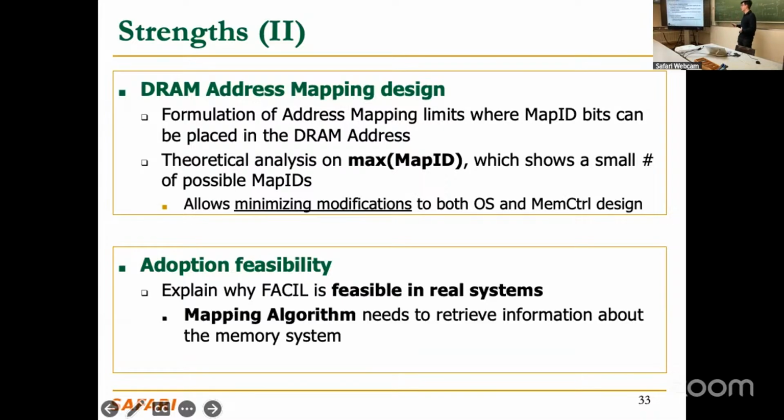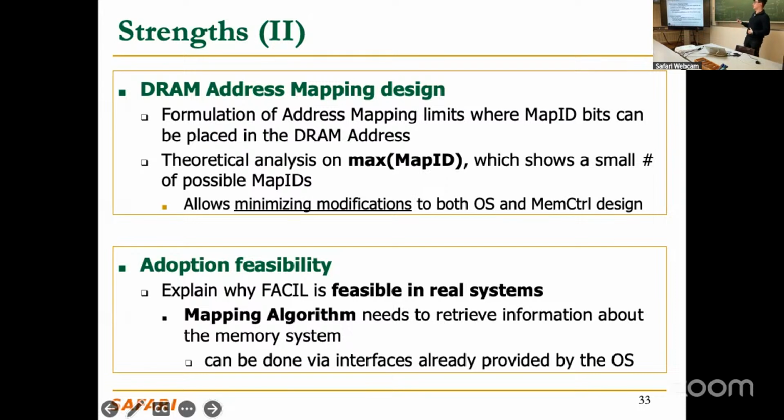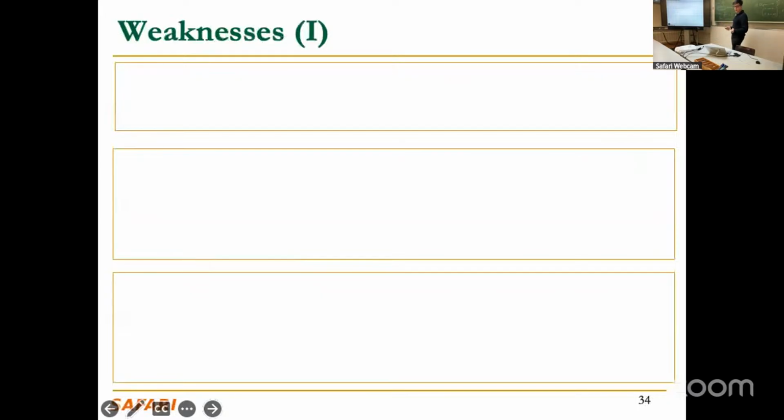Through the following example, they show this mapping algorithm, which needs to retrieve information about the memory system, which is something we can already do in operating systems like Linux because they provide interfaces up to the user space to do that. Since no paper is perfect, there are also some weaknesses I'd like to highlight.